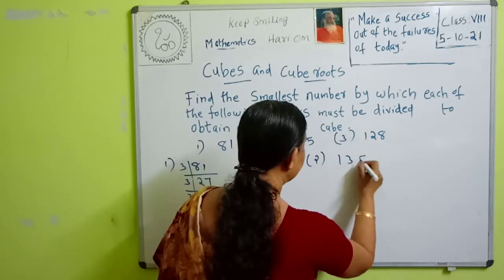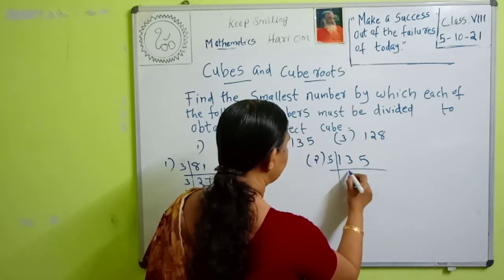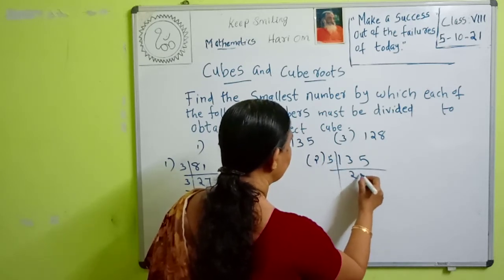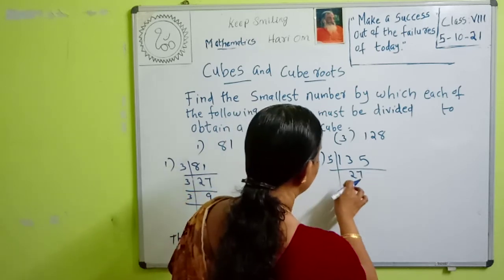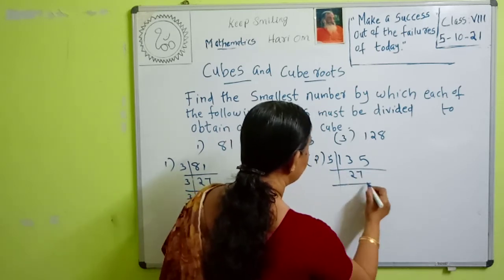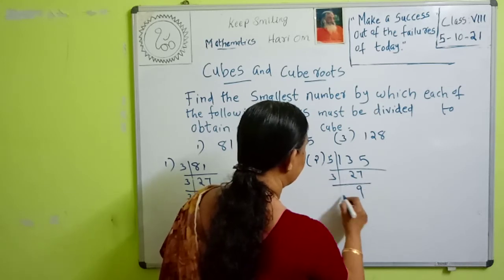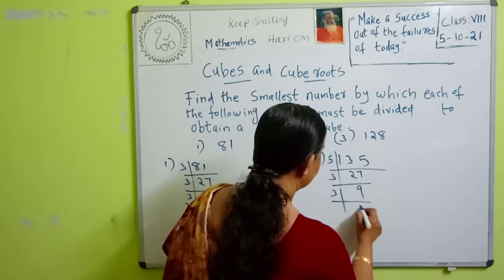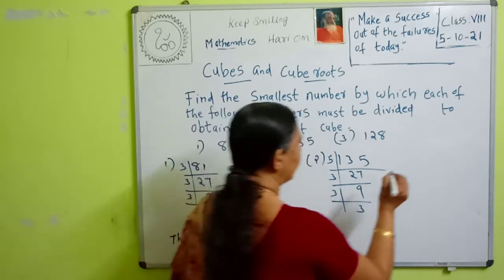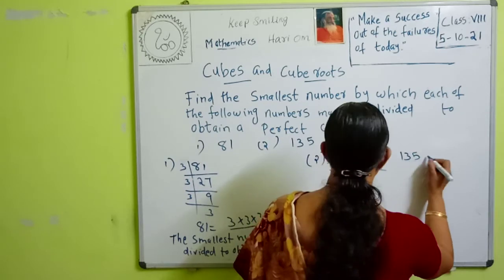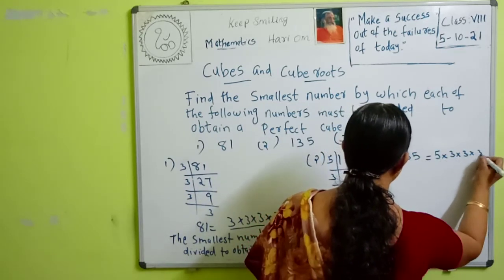135. You can factorize this 135. 5 twos are 10. Then we can divide it by 3. 3 into 9. Then 3 into 3. Then 135 is equal to 5 into 3 into 3 into 3.